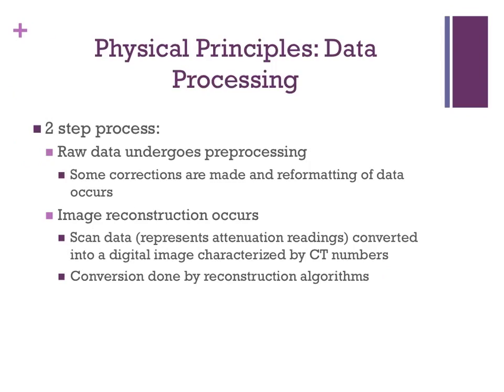Data processing basically involves the mathematical principles of CT and is essentially a two-step process. So within this two-step process, first the raw data undergoes pre-processing, and some corrections are made and reformatting of the data occurs. Also in this two-step process is the image reconstruction that occurs. The scan data, which represents the attenuation readings, are converted into a digital image characterized by CT numbers. And this conversion is done by reconstruction algorithms.